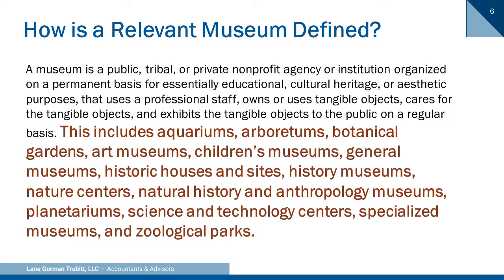So how is a relevant museum defined? For the purposes of SVOG grant, a museum is a public, tribal, or private not-for-profit agency or institution organized on a permanent basis for essentially educational, cultural heritage, or aesthetic purposes that uses a professional staff, owns or uses tangible objects, cares for tangible objects, and exhibits the tangible objects to the public on a regular basis. So this includes your aquariums, arboretums, botanical gardens, your museums of all genres, so art museum, children's museum, general museum, history museum, you name it. It also includes your planetariums, science and technology centers, as well as your zoological parks.